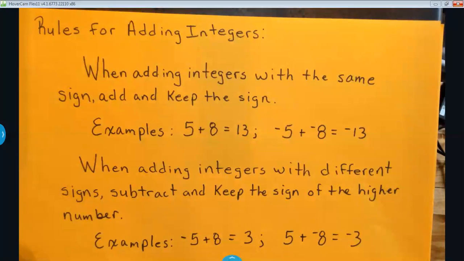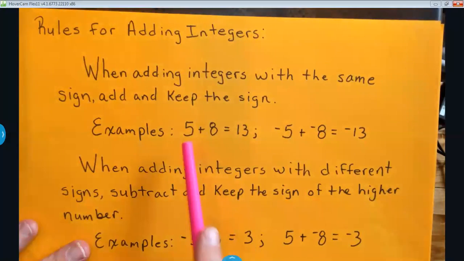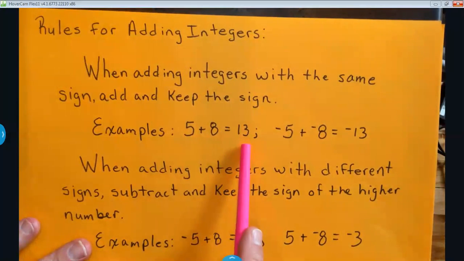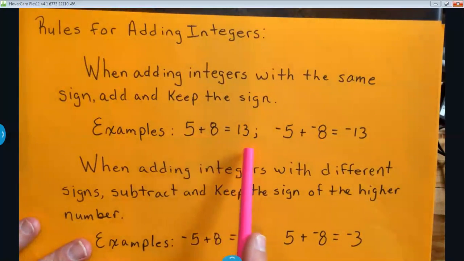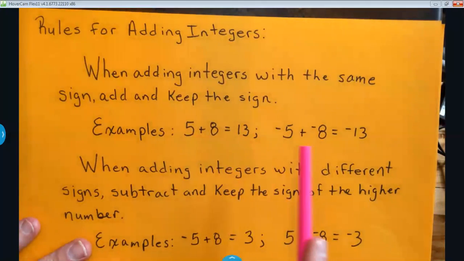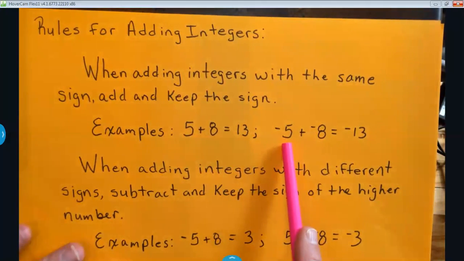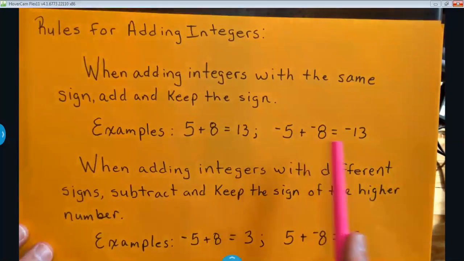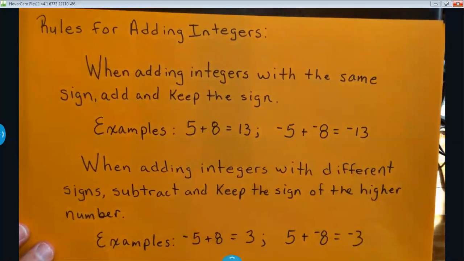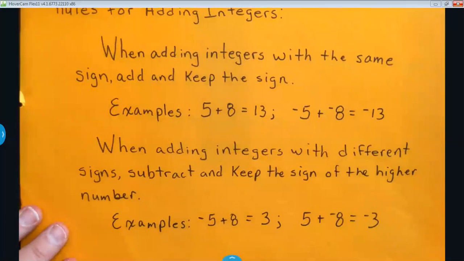Okay? So anyway, the first rule that we need to memorize is when adding integers with the same sign, you just add them and keep the sign. And the examples that I've showed are 5 plus 8 is equal to 13. Integers with the same signs, add them and keep the sign. And then the other example is -5 plus -8 is equal to -13. You're adding two integers with the same sign, so you add and keep the sign.